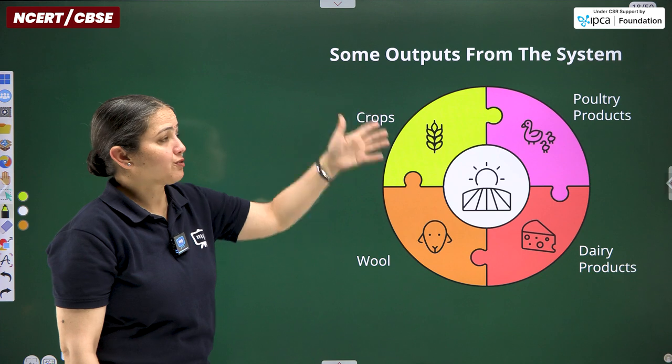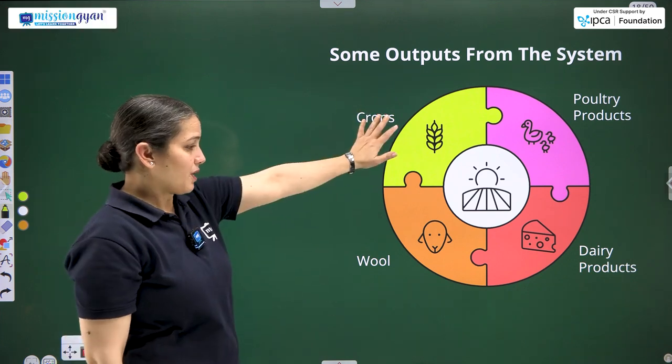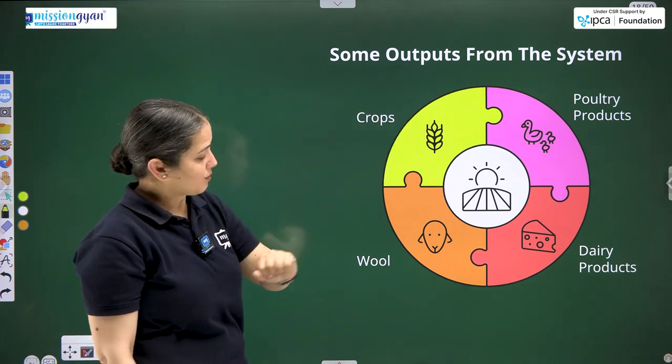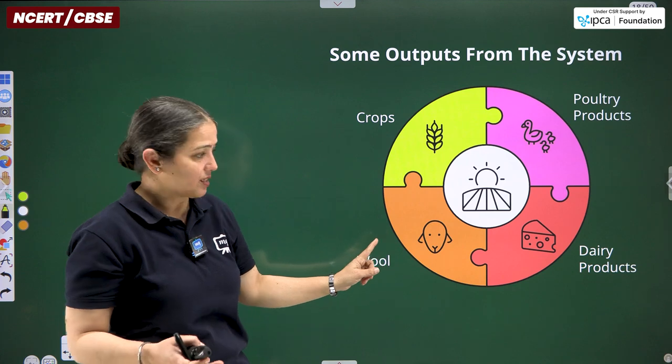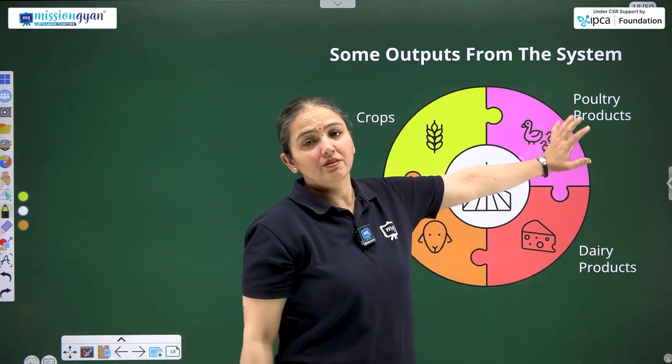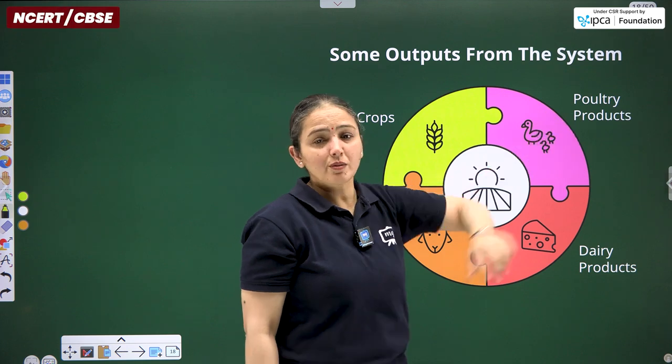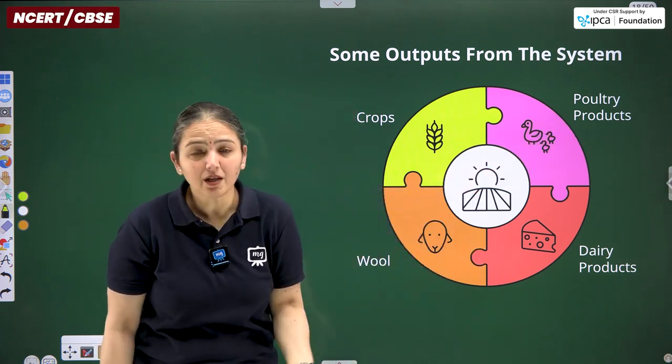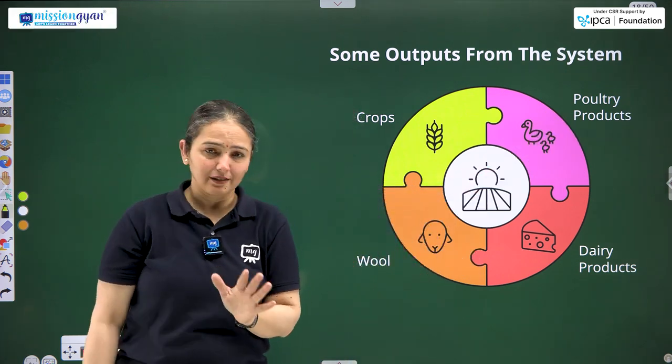Moving ahead, some outputs from the system. Crops can be extracted, of course, we are producing them. Wool can be extracted, certainly. Then dairy products, I have given you the example, and poultry products. This I had left out, but yes, it is also a part. Likewise, there can be various others that I might not have discussed.